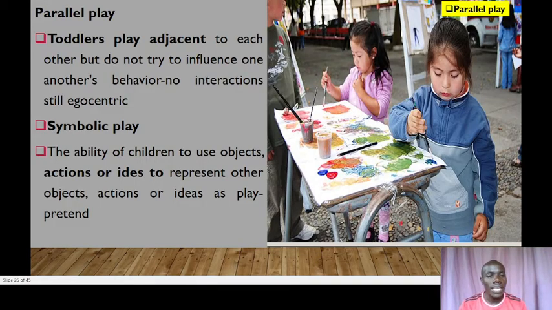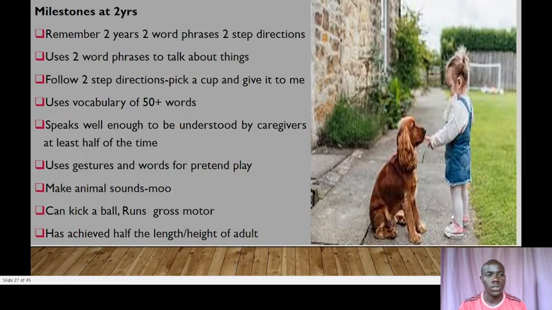We also have symbolic play. This is the ability of the child to use objects, ideas or actions to represent other objects. The boys, for example, you could find them with a toy gun, and they'll be shooting. Okay, pew, pew, pew. So that's symbolic play. They are going to pretend to be several people in society, and that is so key.